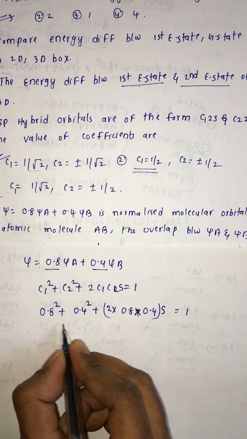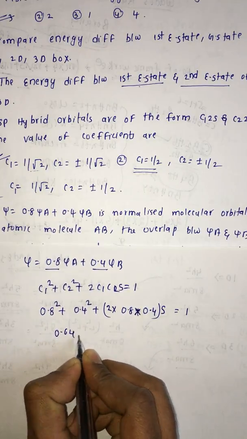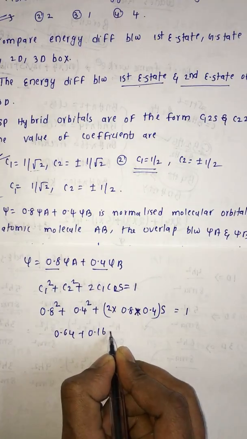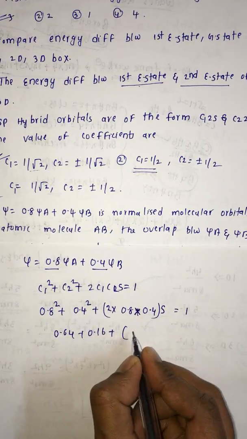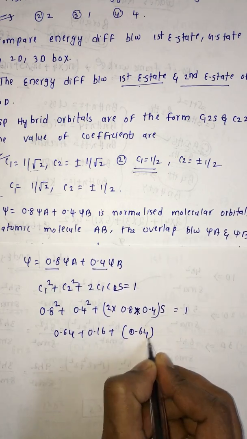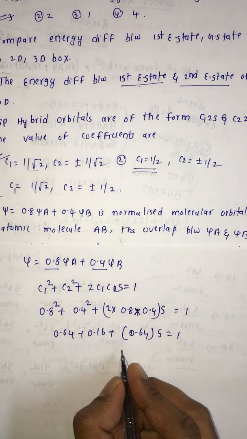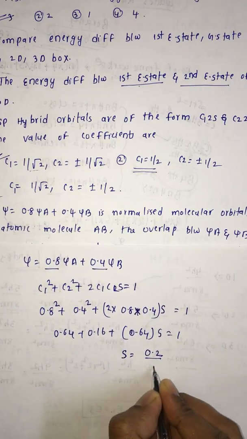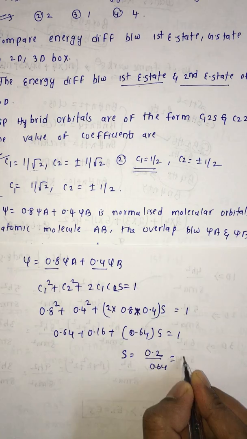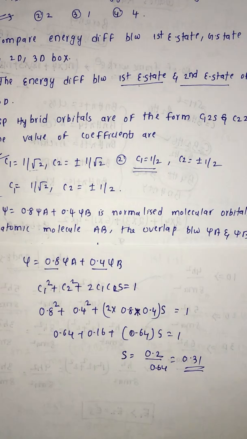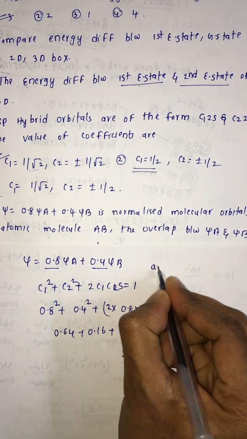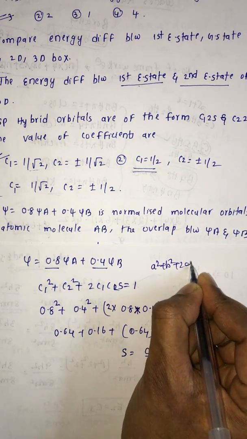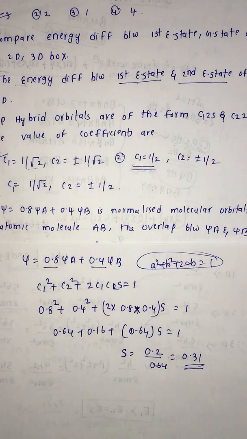So this will be 0.64 plus 0.16 plus 0.32 S equals 1. So finally if you calculate the S value, this comes out to be 0.2 by 0.64, which comes out to be 0.3. Just remember this principle, c1 square plus c2 square plus 2c1c2 S equals 1, just like a square plus b square plus 2ab equals 1. So just remember this principle. If they ask this kind of question, you can answer.